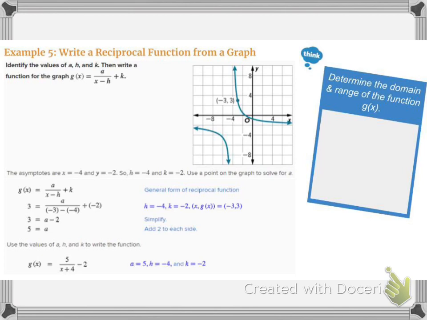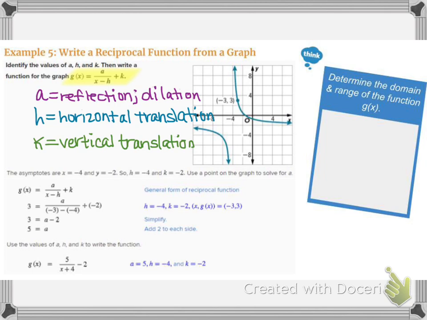The last would be identifying transformations from a reciprocal graph. So consider the parent function, or a formula, if you will. And you've seen these pieces before. A represents a reflection if it's negative, or a dilation, stretch or compression. H represents a horizontal shift or translation, and K would represent any vertical shifts or translations.